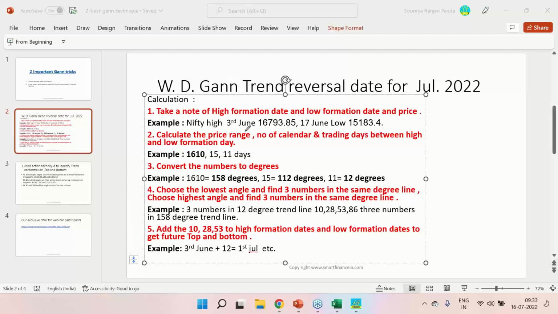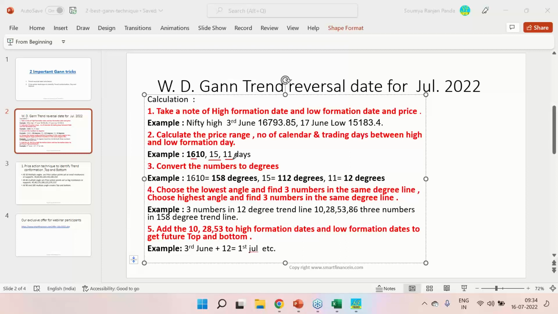So do remember 4 data points: when the high has formed, when the low has formed, what was the highest value, and what was the lowest value on that particular date, because we require the timing calculation. Out of these 4 data points, we have taken out 3 processed data. One, the price range between the high and low. Two, the number of calendar days between the high and low, including Saturday, Sunday, holidays, everything. Then, how many trading days.